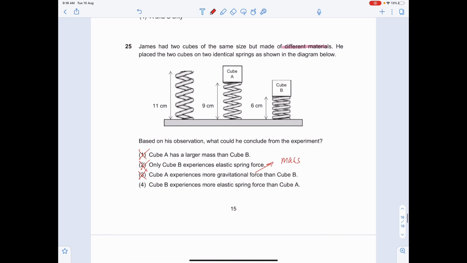This is actually correct. Why? Because in cube B, the spring actually got compressed more and they are identical. So because of that, we can say that due to the amount of more compression, cube B would actually have more spring force. So the answer is 4.